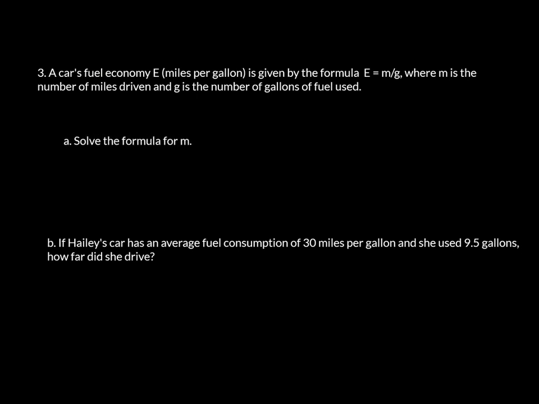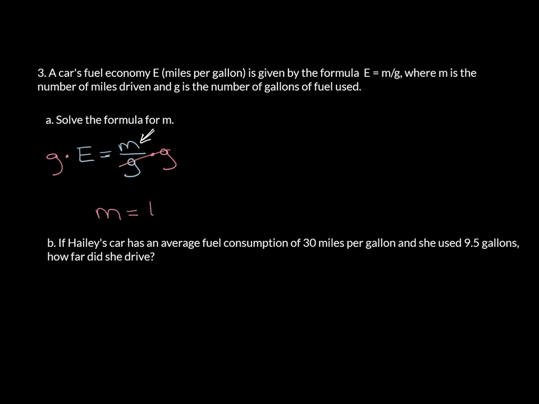So I'm going to write it first. E equals miles over gallons. All they want me to do is solve the formula for M, so I'm going to isolate that. If I'm dividing by G, the opposite would be to multiply by G. So I get miles equals the fuel economy times gallons. That's all you have to do for A.